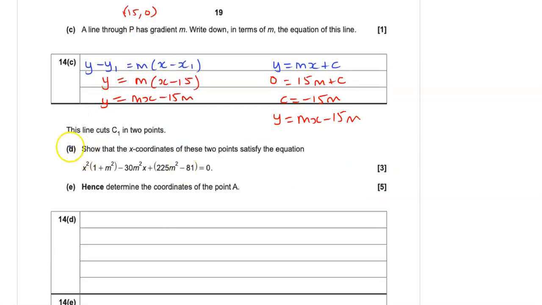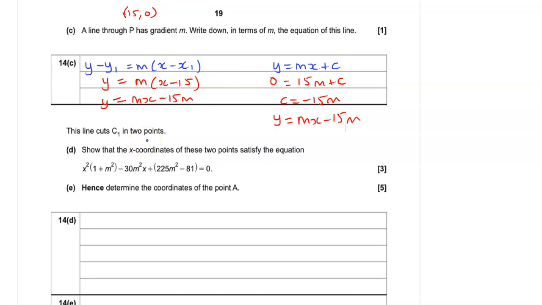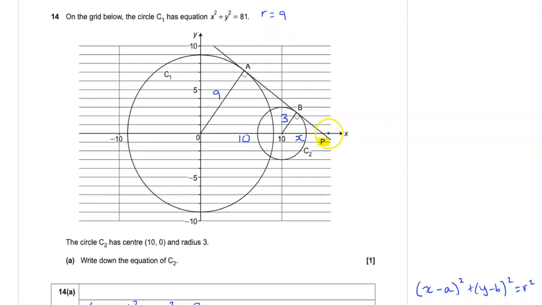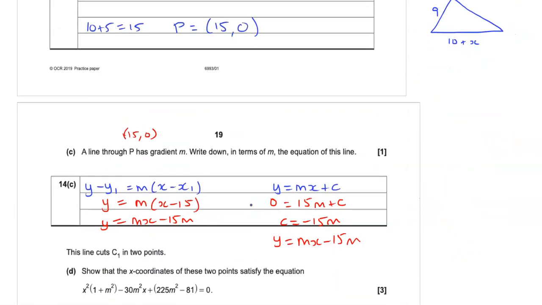Now we've got this line which has a gradient of m, and cuts C1 at two points. If we go back to our diagram, that means from P we could either have the line here, or there might be a line going this way that touches it this way. So there are two values of m, one that would give us this value here, and one that would give us this value up here. The important thing to bear in mind is that both of those lines are tangents.